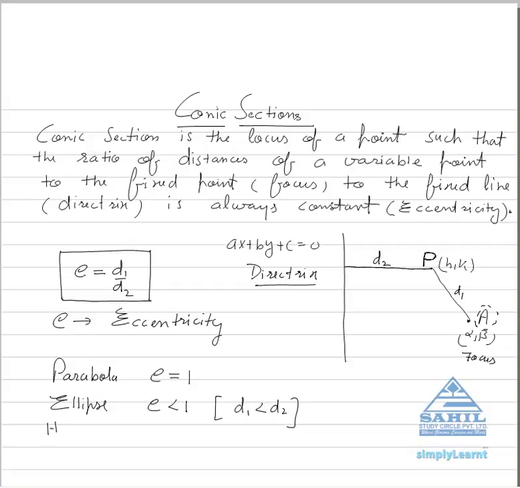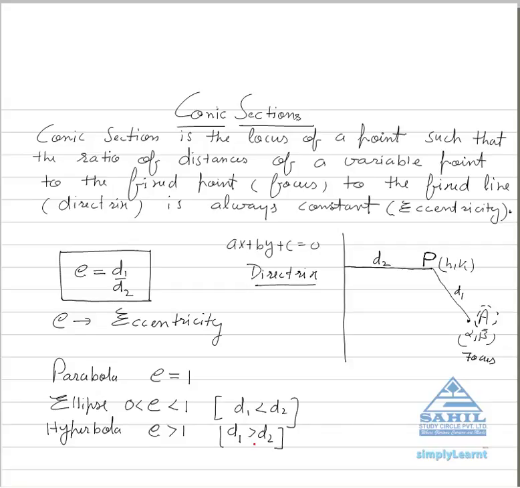For the hyperbola, e is greater than 1. Okay, for an ellipse it must be greater than 0 also, that you have to remember. Okay, and for a hyperbola e must be greater than 1. Got this? It means what? In this case d1 is greater than d2. Okay, a few other cases also.